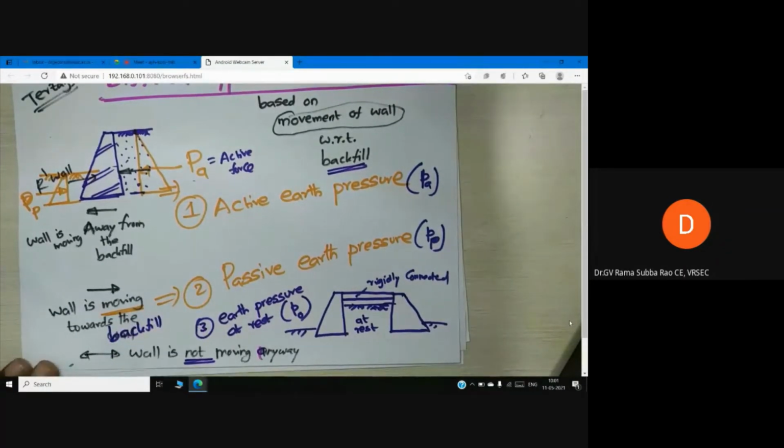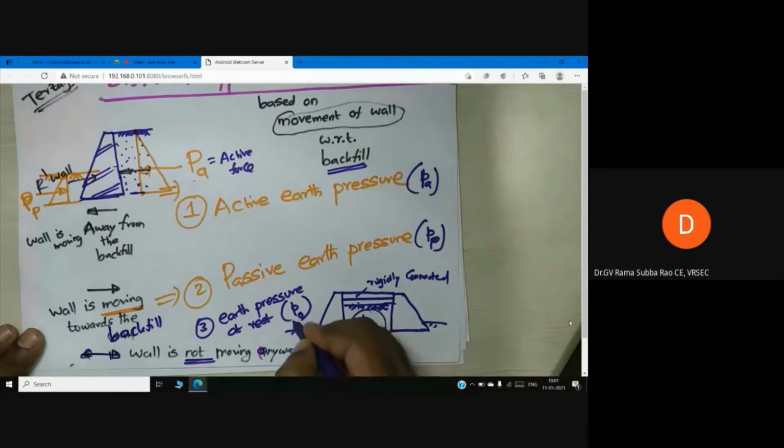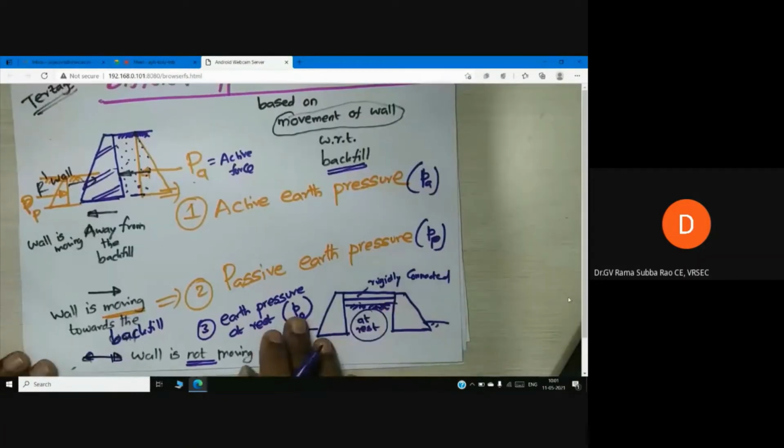Now see, the wall is not moving anywhere because it is rigidly connected with a slab. Now it is not moving. What is the state of the stress here? Earth pressure at rest.